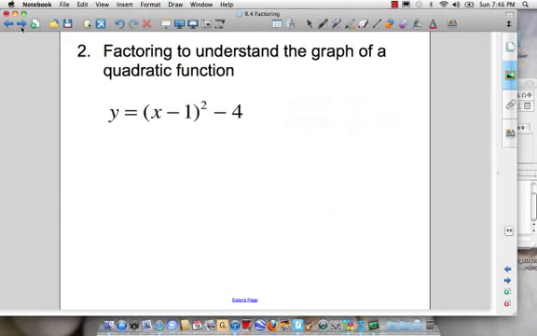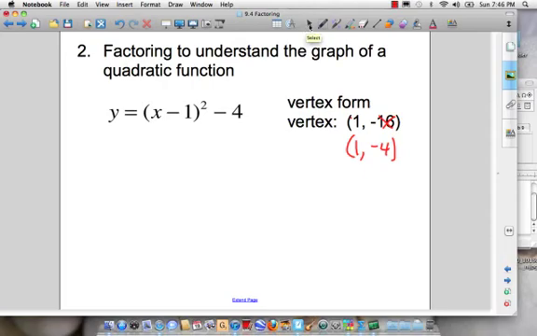Okay, let's move on to how you can use factoring to help you understand the graph of a quadratic. Well, this is written in vertex form. Oops, there's a mistake here. Let's cross that out. The vertex should actually be 1 comma negative 4. Sorry about that. And I'm going to show you how you could rewrite this quadratic function in what we call factored form.